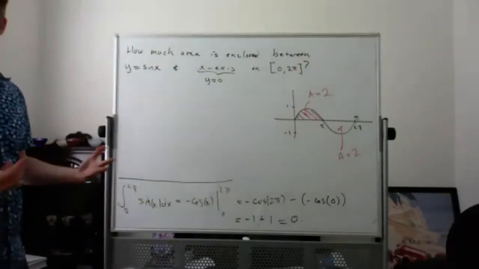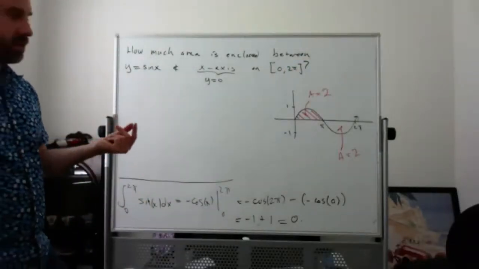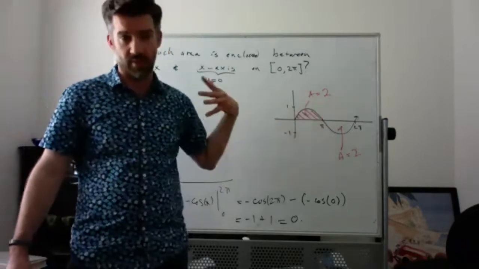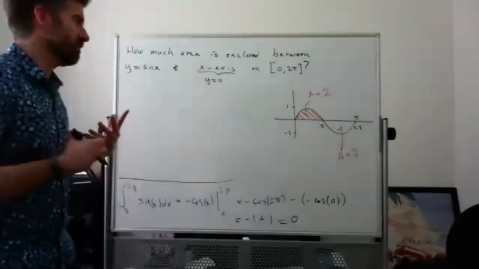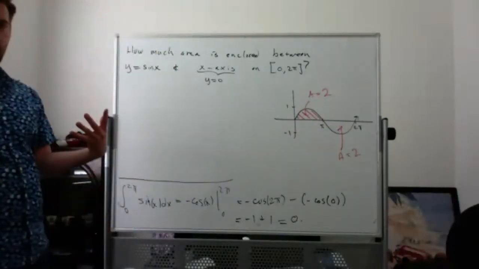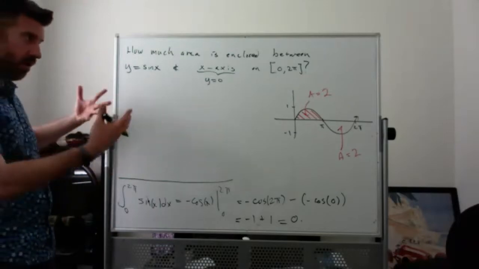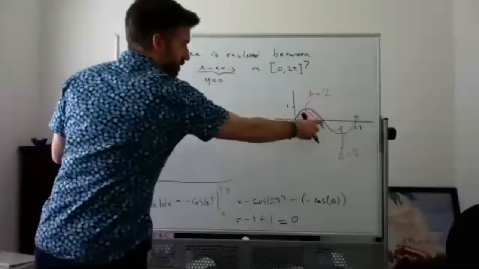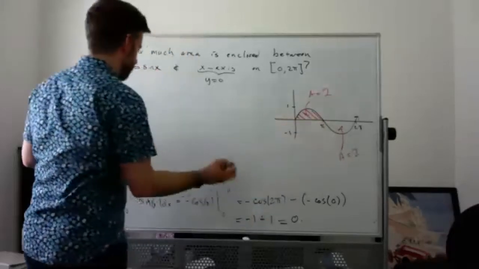Now, we already know the answer. The answer is 4, because there's 2 square units here and there's 2 square units there, and we add them together to get 4. But the way you actually have to set this up, if you were trying to do this the long way, is you'd have to break this up into 2 intervals. The first integral would be this interval from 0 to pi.